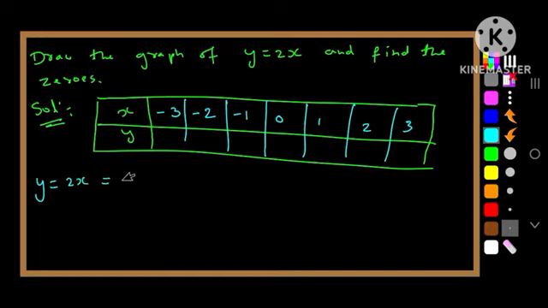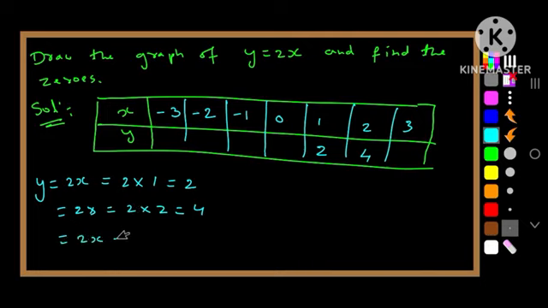So we'll get 2 into 1. 2 into 1 is 2. So for 1 I am getting 2. Similarly 2 into 2, x is 2 here, 2 into 2 is 4. So I am getting 4 here. Similarly 2x, x is 3 here, 2 into 3 is 6. So I am getting 6.